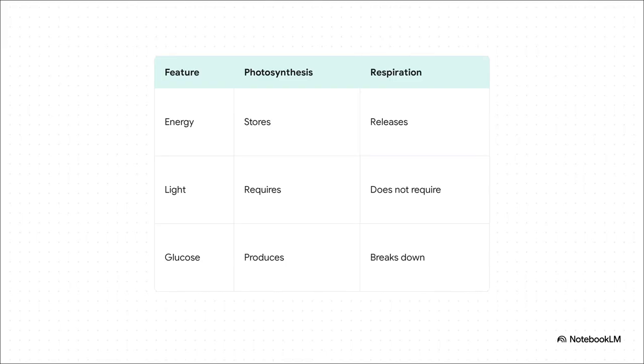If we put them side by side, the contrast is pretty striking. Photosynthesis stores energy, happens in the chloroplasts, requires light, uses carbon dioxide and produces glucose and oxygen. On the flip side, cellular respiration releases energy, takes place over in the mitochondria, doesn't require light at all, uses oxygen, and breaks down glucose to produce carbon dioxide.